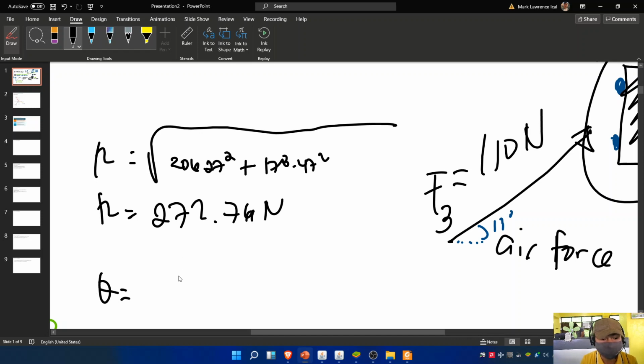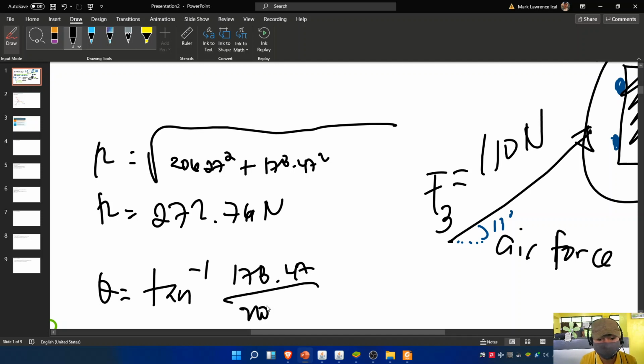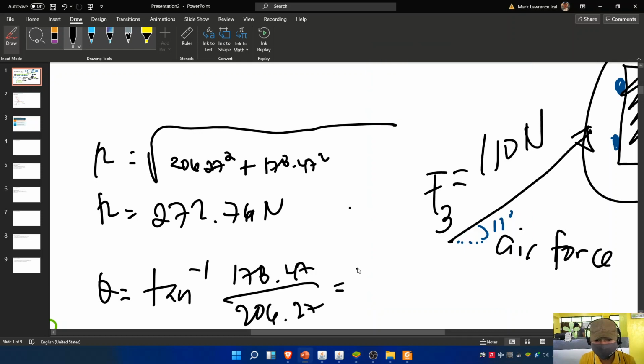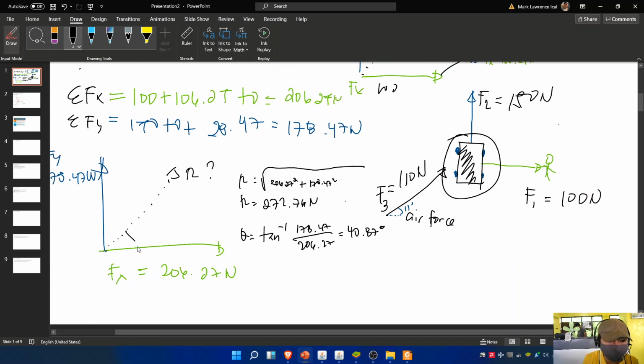So what is our theta? Theta is arctangent of 178.47 over 206.27. So this is equivalent to, so our angle is 40.87 degrees. Yes! So this will be its angle.